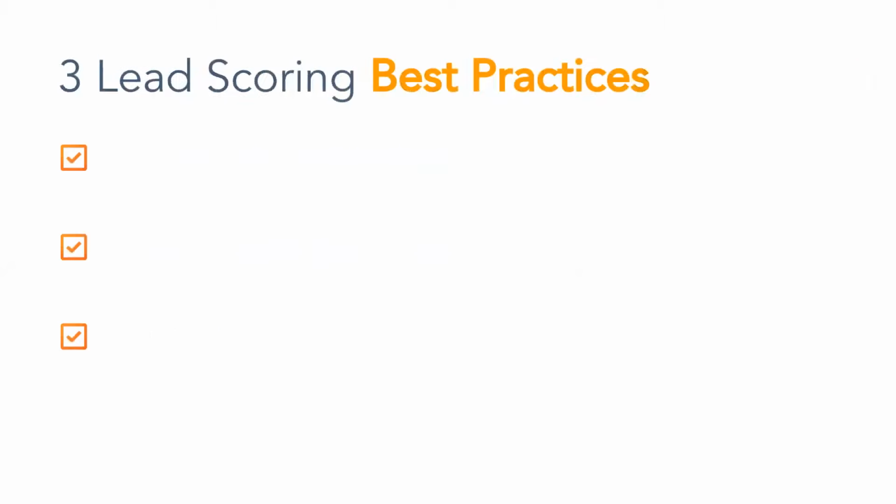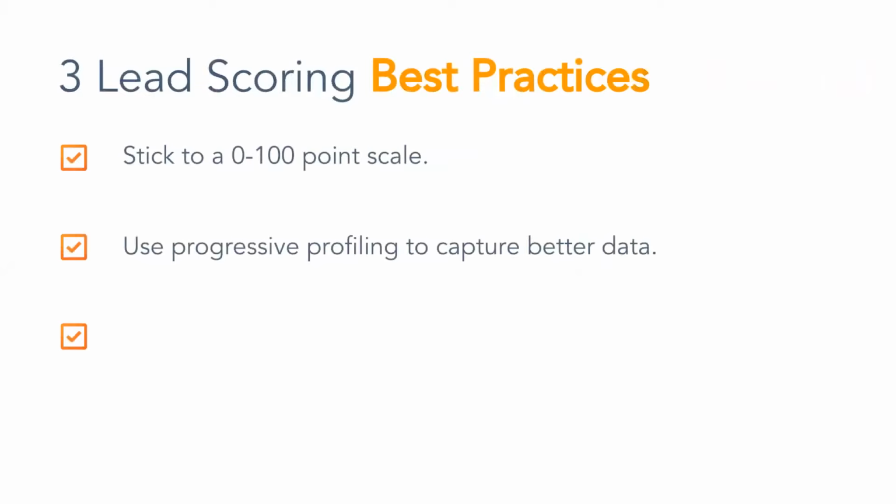Some lead scoring best practices. Stick to the 0 to 100 point scale to begin with. Okay, don't make it overcomplicated. Use progressive profiling to capture better data. So have a look at your existing forms in HubSpot and just check, are you asking the key questions? Are you asking enough of them? And are you getting the right data? And can you use the smart forms to queue up different questions the next time someone visits your site and wants to download something?